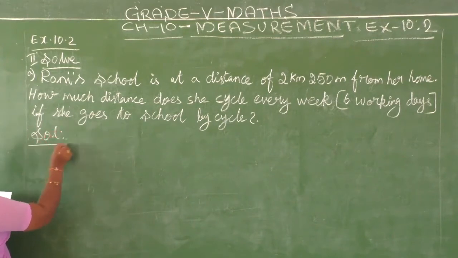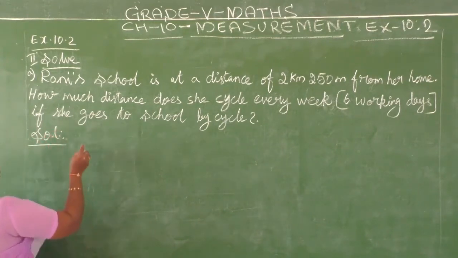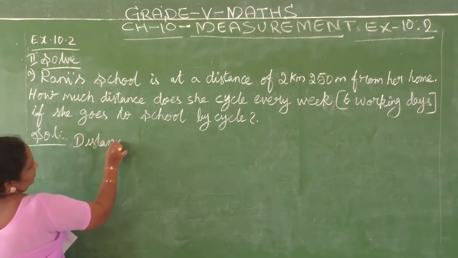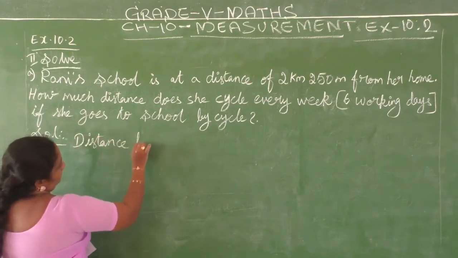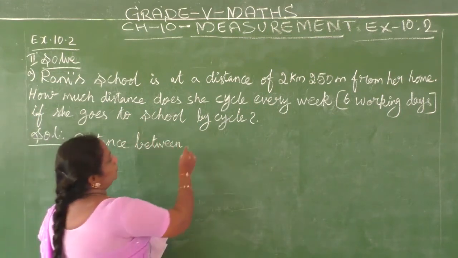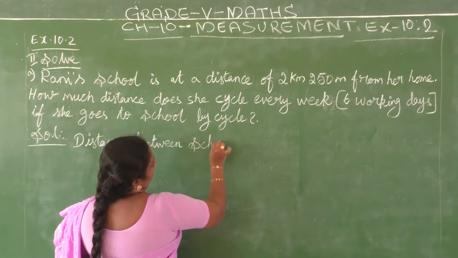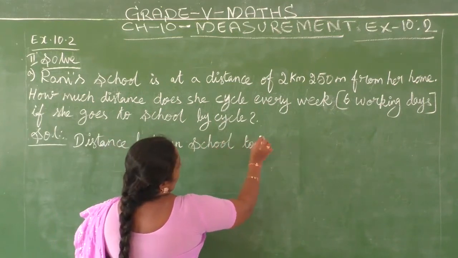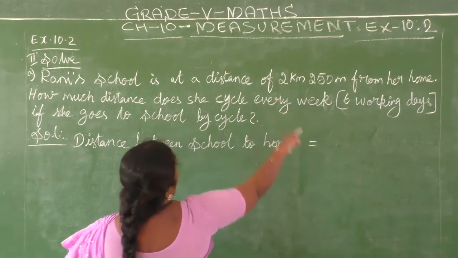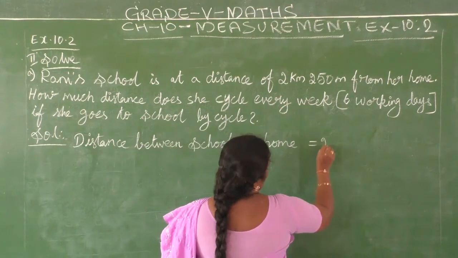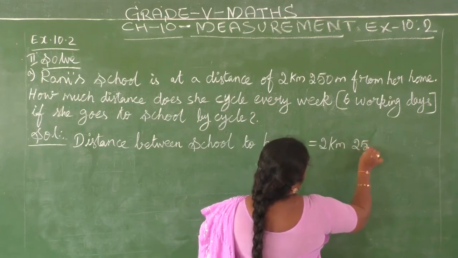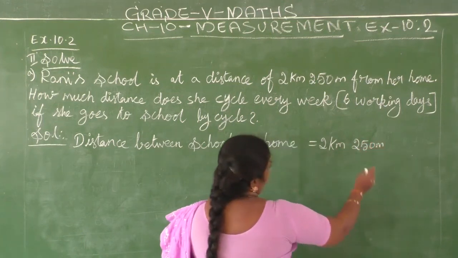Solution. Distance between school and home first. What is the distance? 2 kilometer, 250 meter. So they gave 2 units.